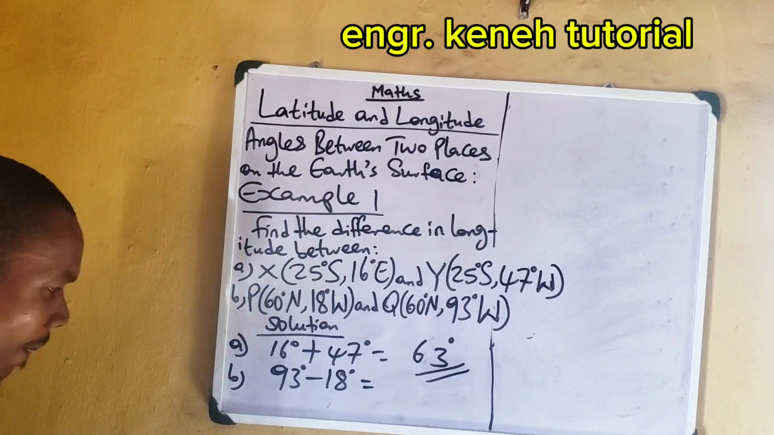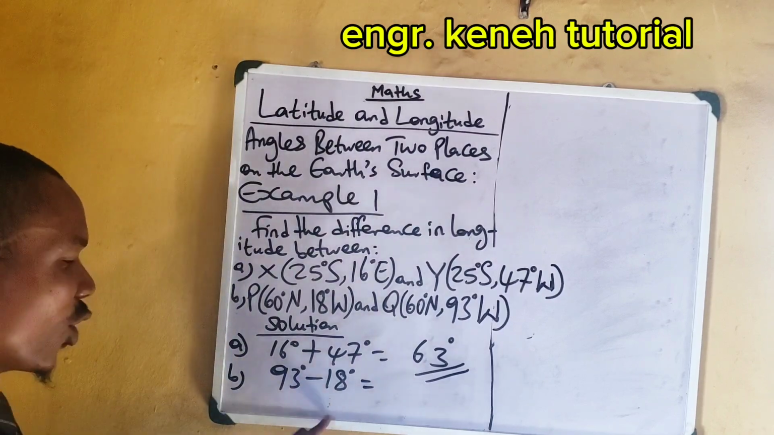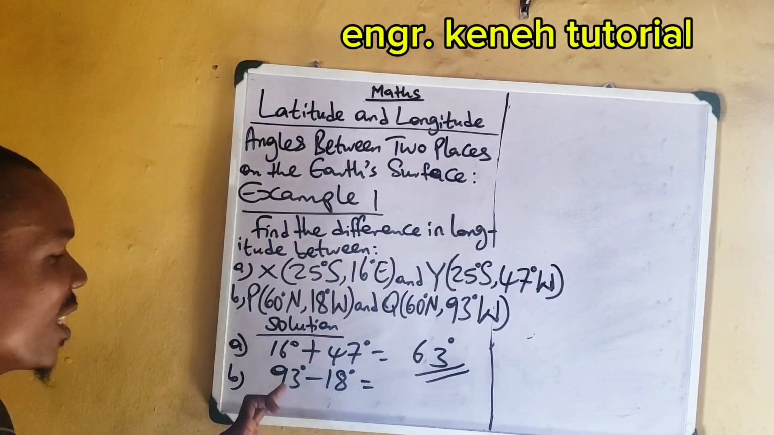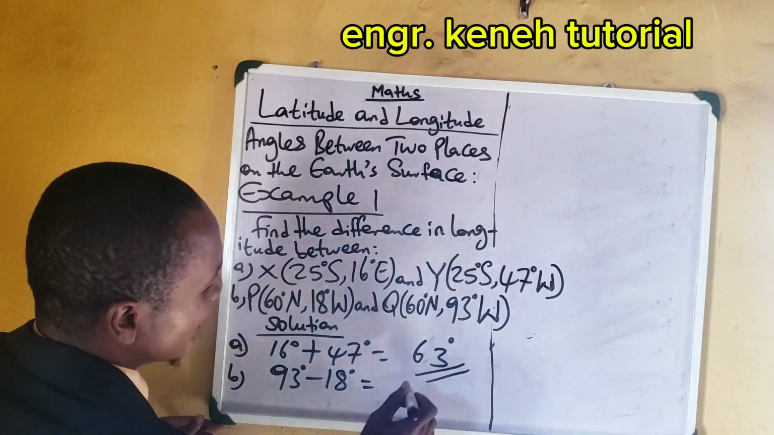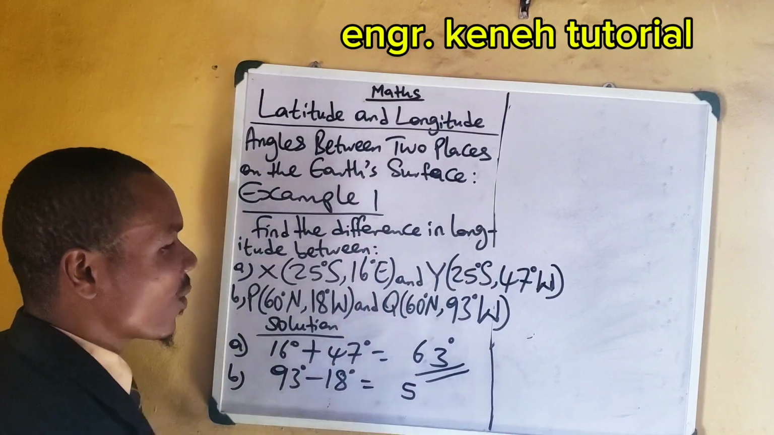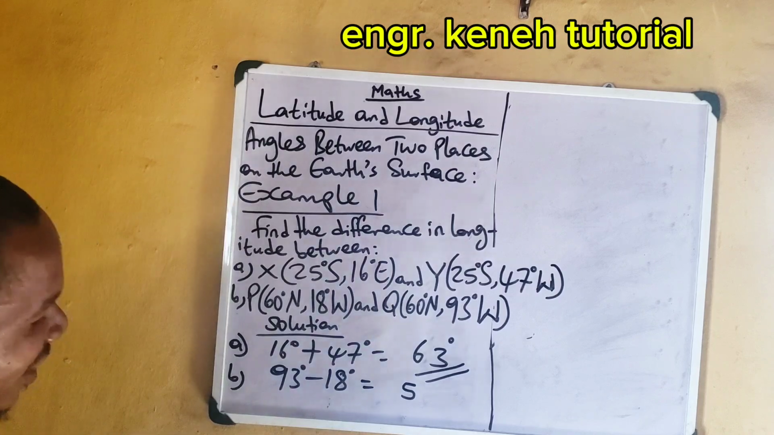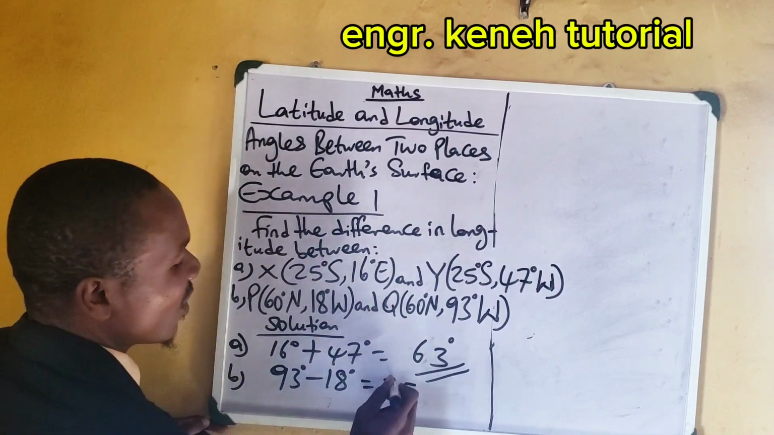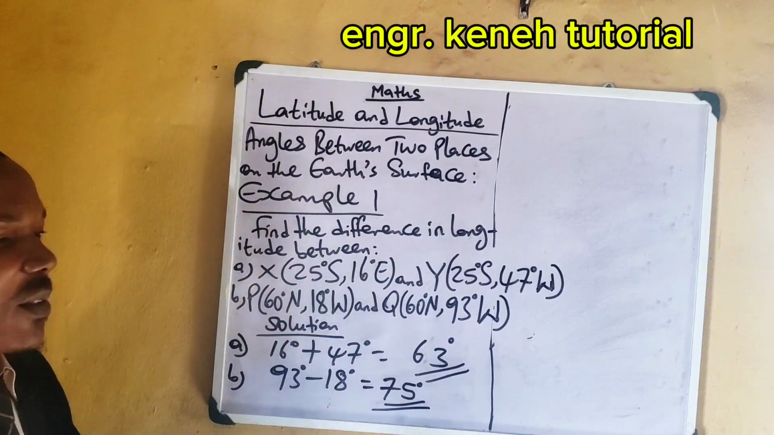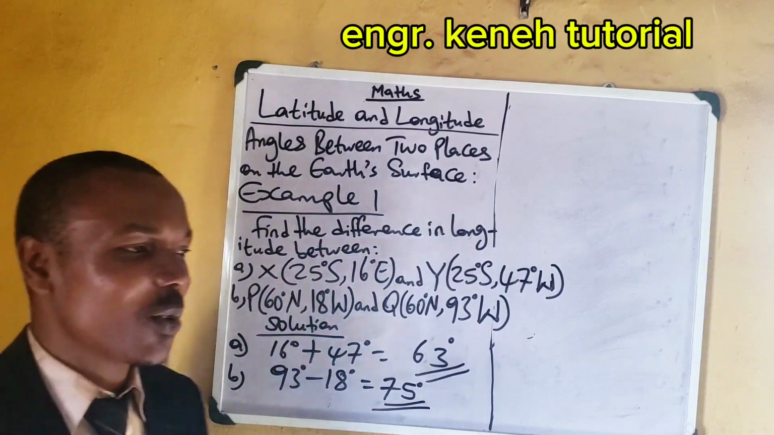When you subtract this, 8 minus 3 cannot go. Borrow 1 from here, call it 10, add it to this 13. 13 minus 8 will give us what? It will give us 5. Can you see that? Then this one, we have 8 left. 8 minus 1 will give us 7. So you have like this. We have it to be 75 degrees. So that is how it can be solved.